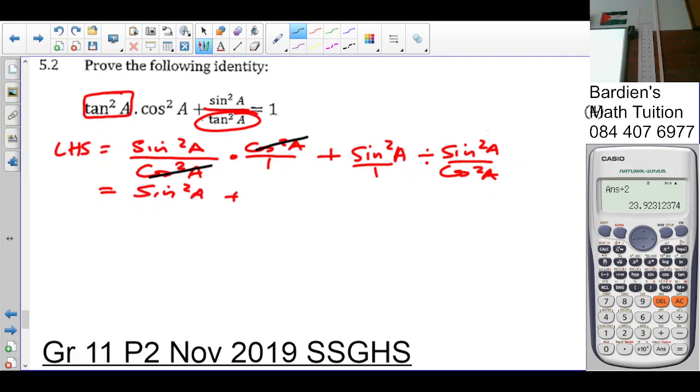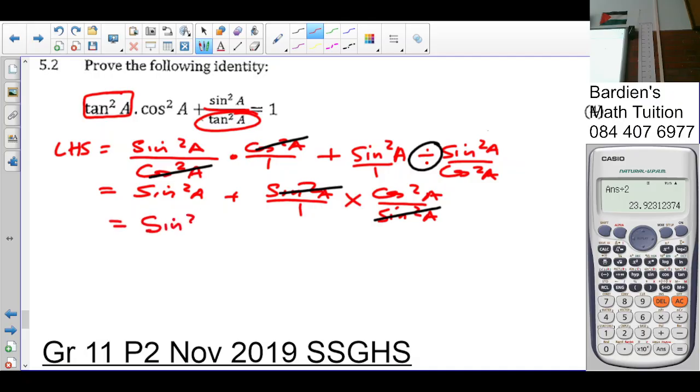This will change to multiplication, tumble and times. So it's sine squared A over 1 times cos squared A over sine squared A. So what happens? Sine squared A cancels sine squared A. Not so. So it's sine squared A plus cos squared A. What's sine squared A plus cos squared A? 1, which is equal to the right hand side. Okay?